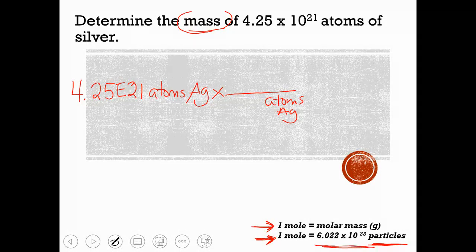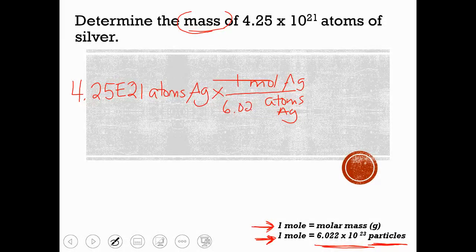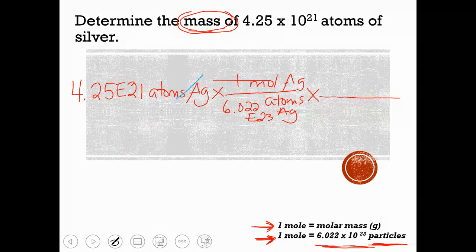6.022 times 10 to the 23rd atoms is equal to 1 mole of silver. And on the bottom, I need Avogadro's number. It's hard to fit everything in, so my apologies. Now, this question doesn't say how many moles, it says determine the mass. So I want these atoms to divide out. Oops, that 10 to the 23 does not divide out, just the atoms, just the label.